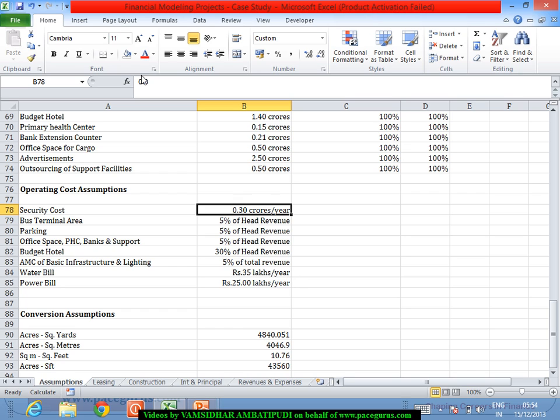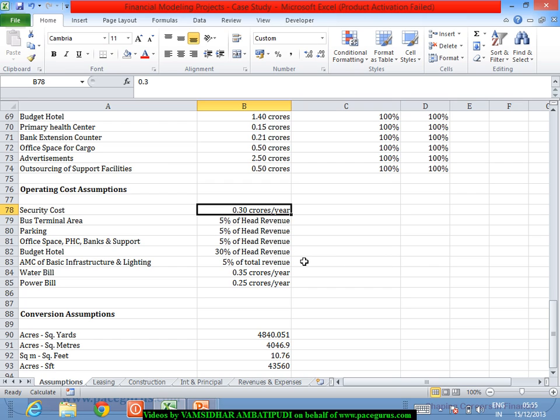The same logic probably I will extend even to these things. So instead of 35 lakhs, I'll make it as 0.35 crores per year, and for this also I'll make 0.25 crores per year. Otherwise, we may have to handle this at the formula layer on the expenses sheet. You can do it either way. Okay, the security cost right now is 0.3 crores per year.